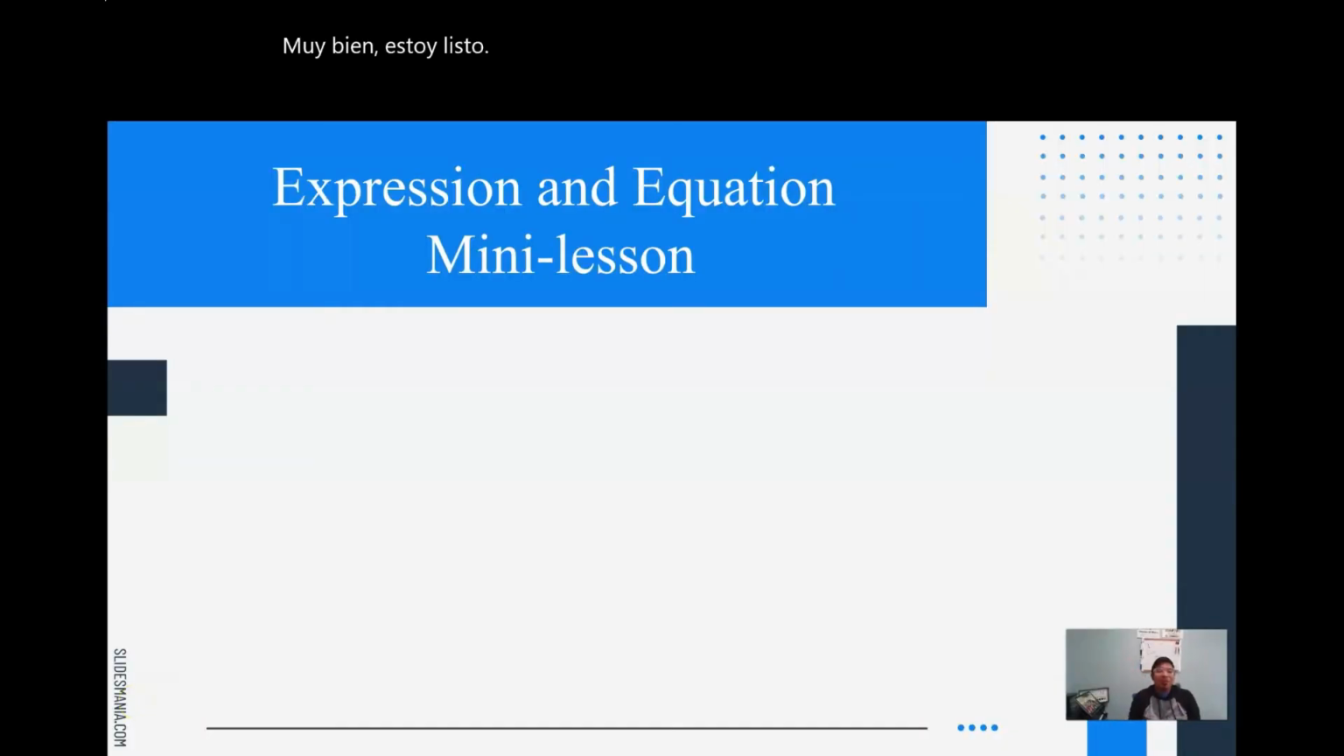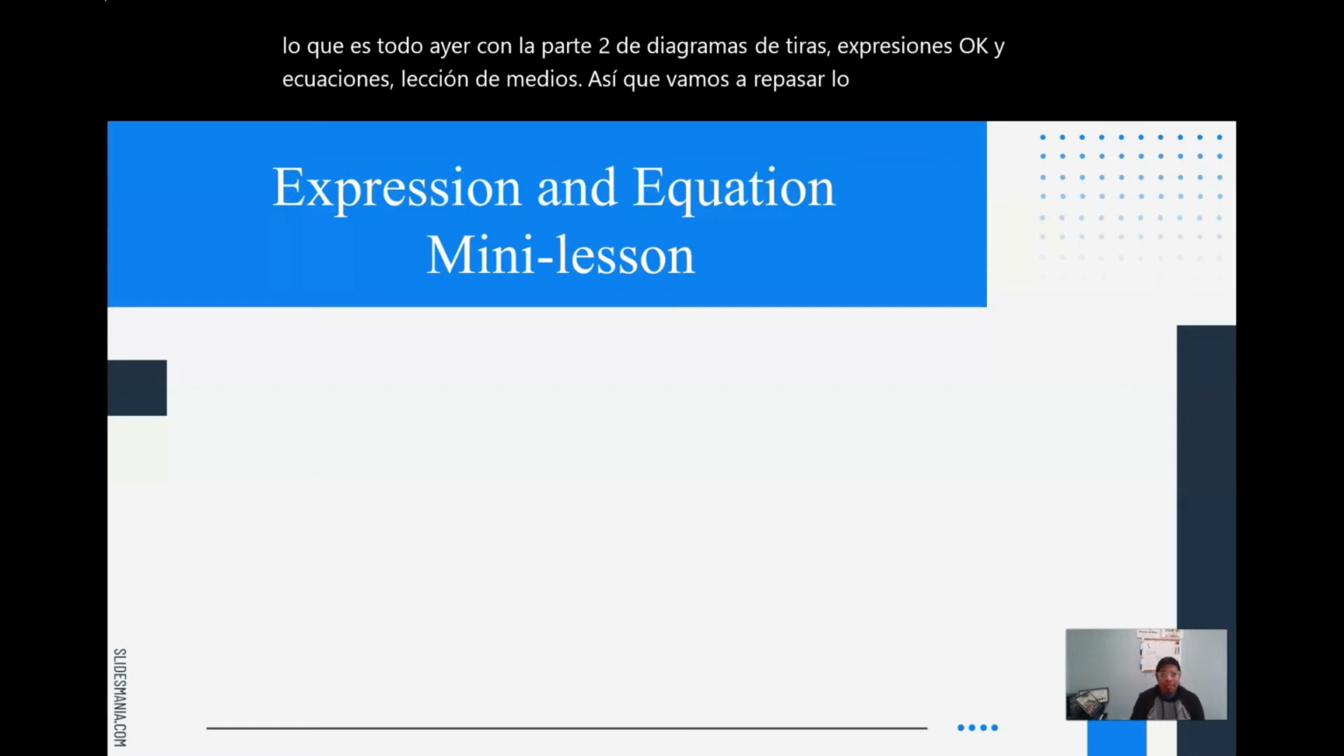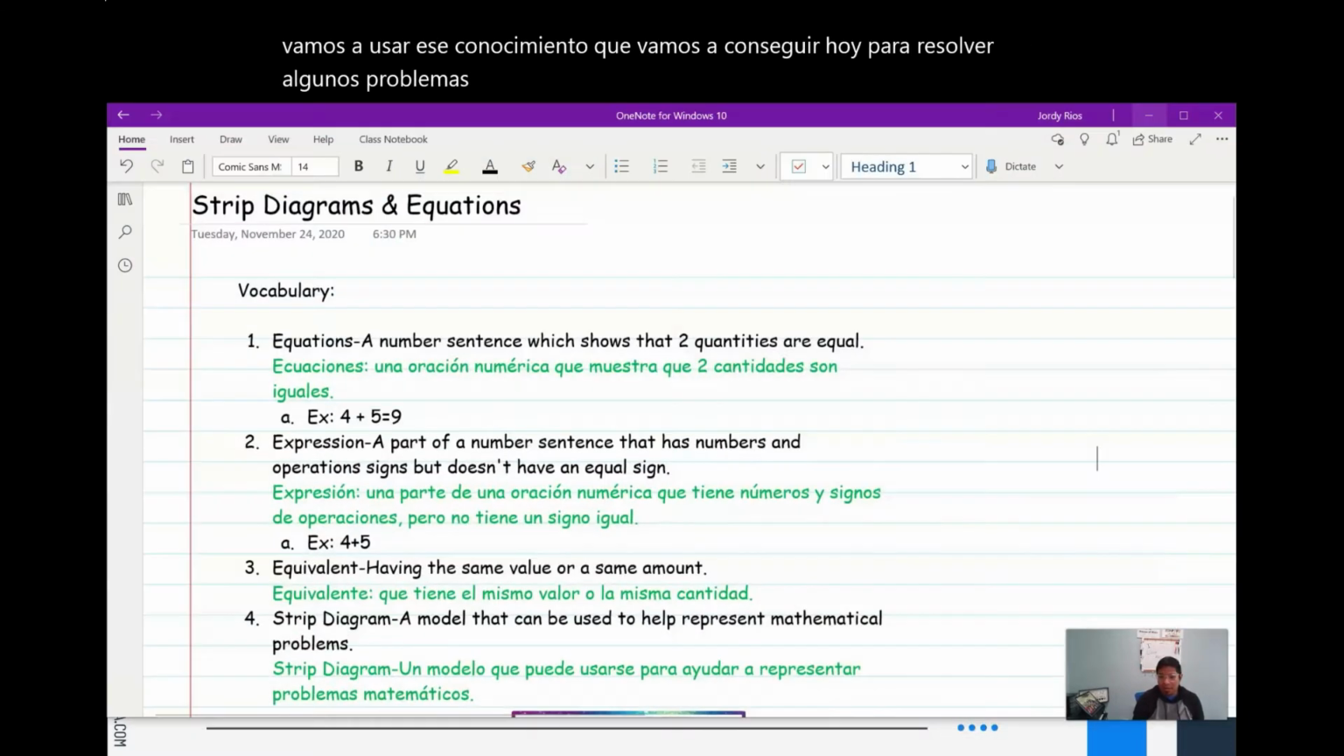Hello everybody, I hope everybody's having an amazing day today. So today we're going to get started with part 2 of strip diagrams, okay? Expressions and equations mini lesson. We're going to go over what we learned and use that knowledge to actually solve some problems. But first we need to learn about some vocabulary, okay?